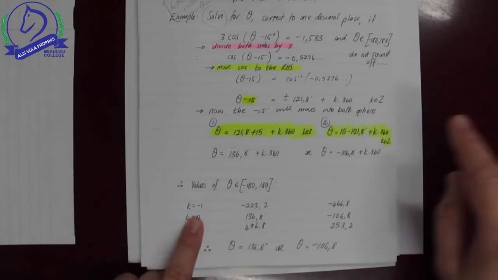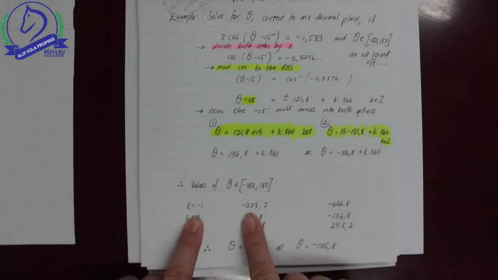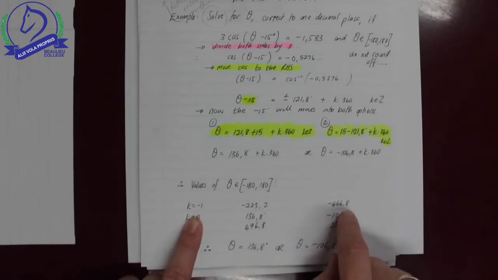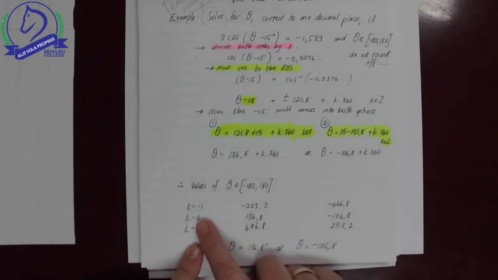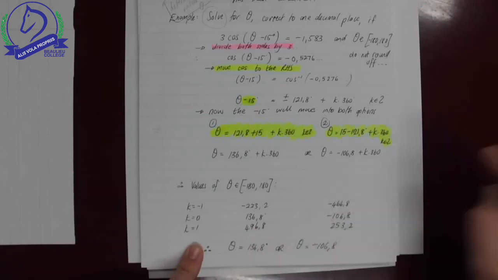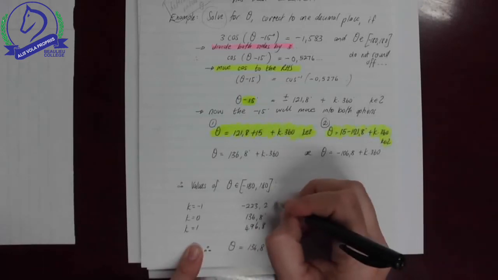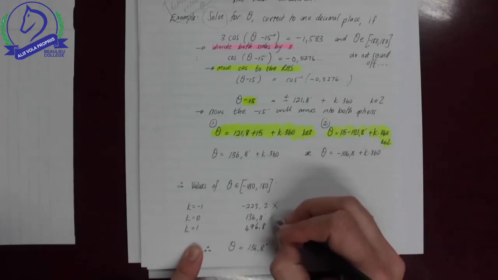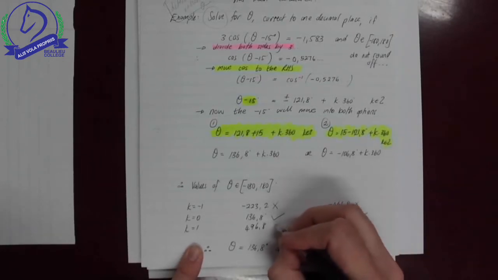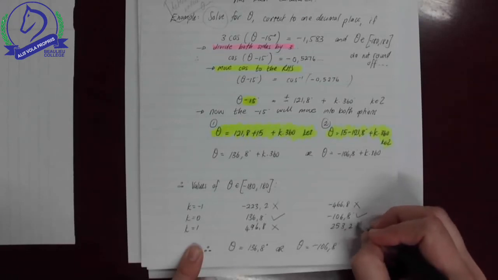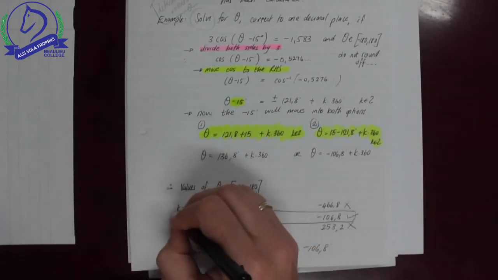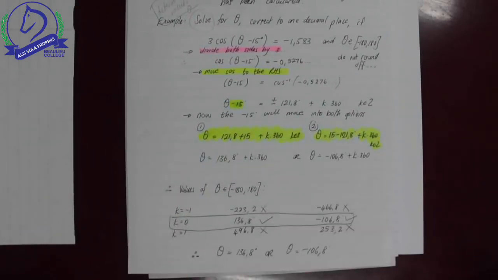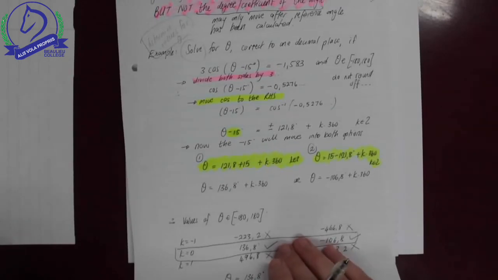So if I substitute both equations with a -1, the first one gives me minus 223.2 and minus 466.8. I substituted k with 1 and I got those two values. Looking at that, that's outside, outside, that will work, that will work, that is outside, that is outside. So my only possible answers for theta is 136.8 and minus 106.8. Okay.